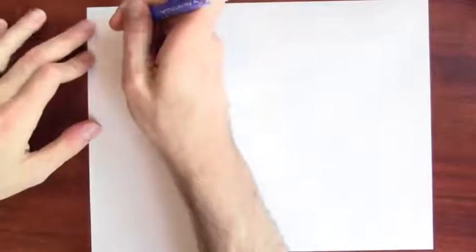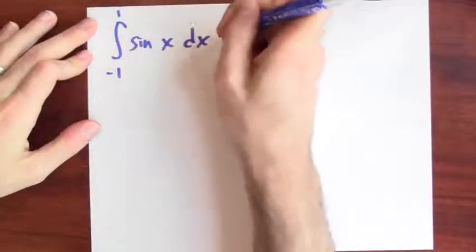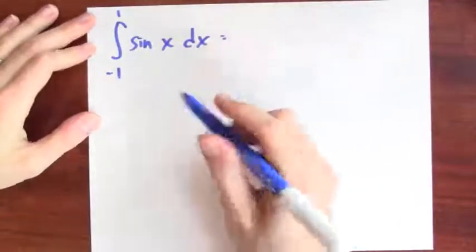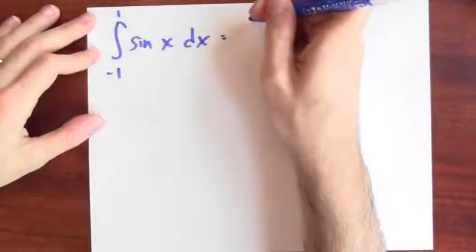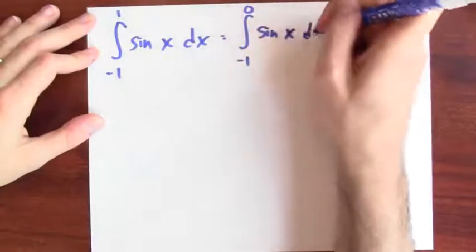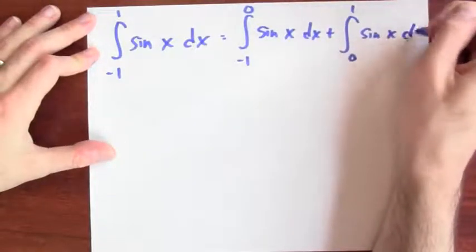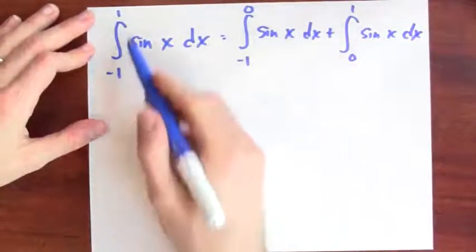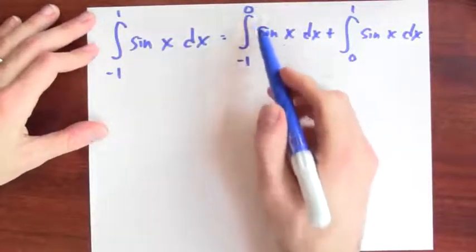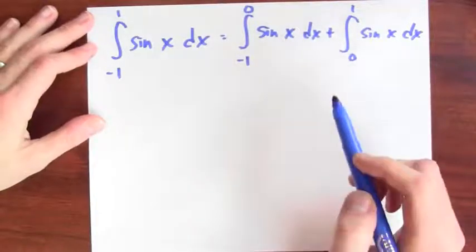But if you don't believe the geometry, we can work it out algebraically. So algebraically, I'm trying to integrate from -1 to 1 of sine x dx. The first thing to think is that if I'm integrating from -1 to 1, I can rewrite that as an integral from -1 to 0 of sine x dx, and add to that the integral from 0 to 1 of sine x dx. If I want to integrate all the way from -1 to 1, it's good enough if I just integrate halfway and then integrate the rest of the way, and they're just two separate integrals.